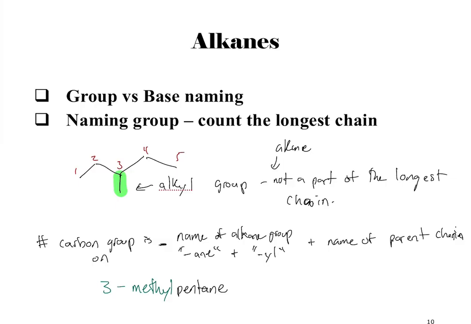Some rules: if you have multiple groups, they are listed in alphabetical order, right? So if we have an ethyl group and a methyl group, we first list the ethyl group, then we list the methyl group, and we indicate in both of them where they are.